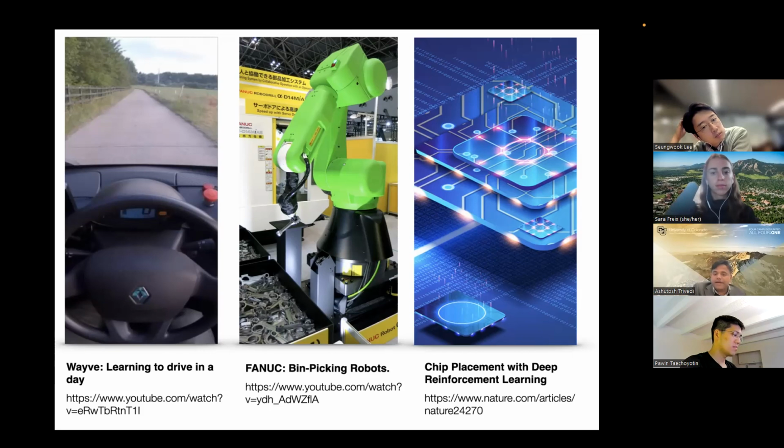Now you have more and more manufacturing, you will have robotic systems that use reinforcement learning. For example, here I'm showing a picture of this bin picking robot by Fanuc, Japan, where this robot could sit down overnight.